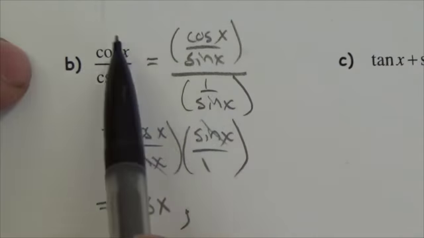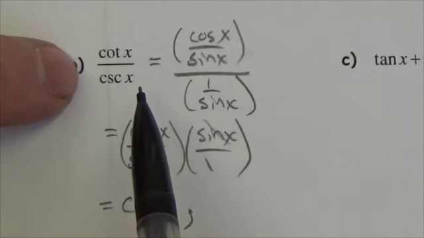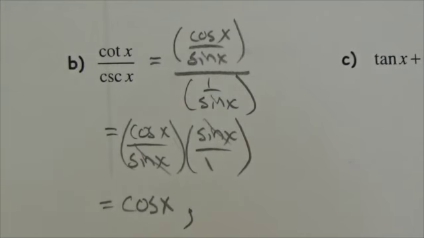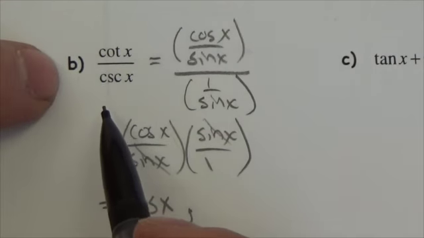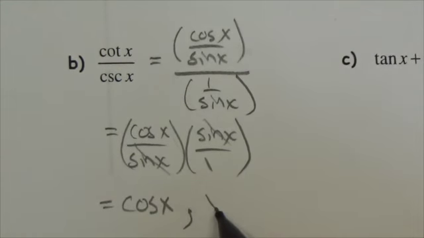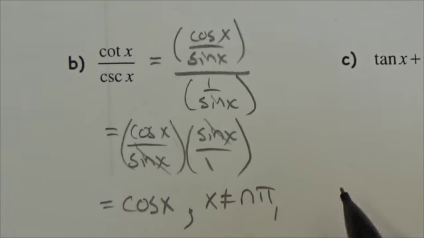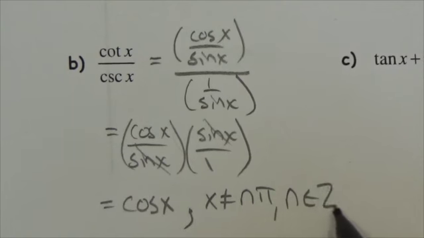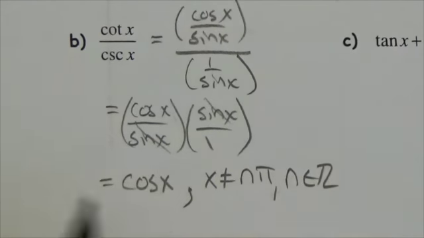But again, this original expression has restrictions. Cotangent has a denominator in it, and so does cosecant. Fortunately, they're the same denominator, so they're going to produce the same restrictions. So this is only true so long as x is not equal to multiples of pi, written like that. Very similar to the one that we just did.